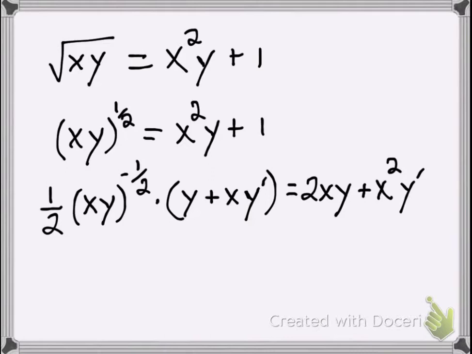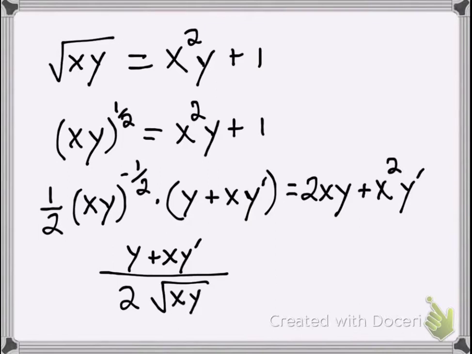So now let's rewrite the expression that's on the left side of the equation. We're going to write this as a fraction. So in the numerator we will have y plus xy prime, and in the denominator we're going to have 2 times the square root of xy. So again, we are putting that back into radical form. So that's the left side of the equation. Now on the right side of the equation, we still have 2xy plus x squared y prime.